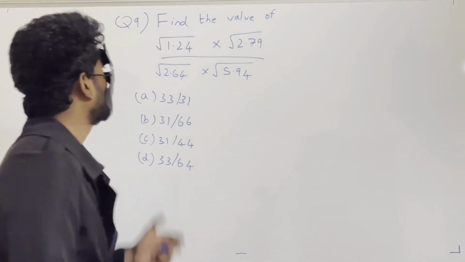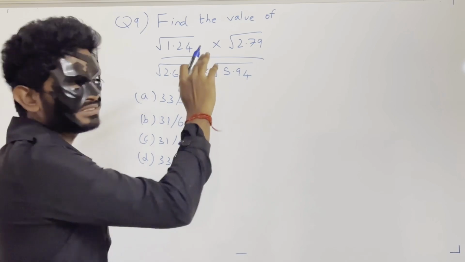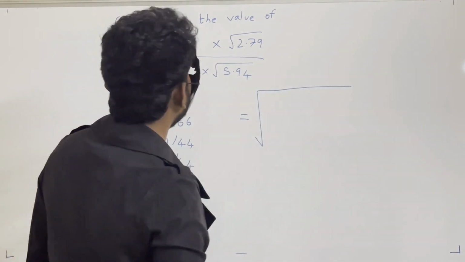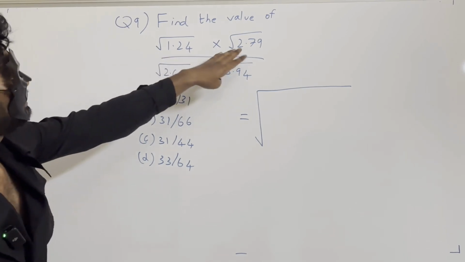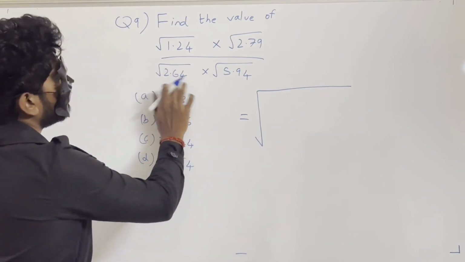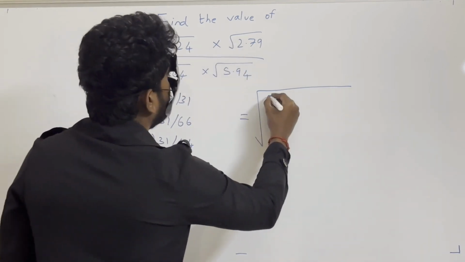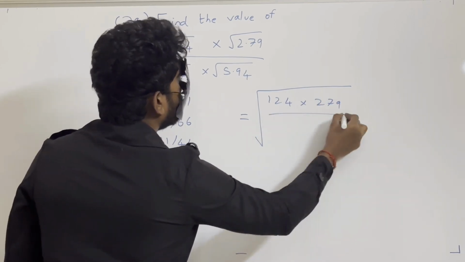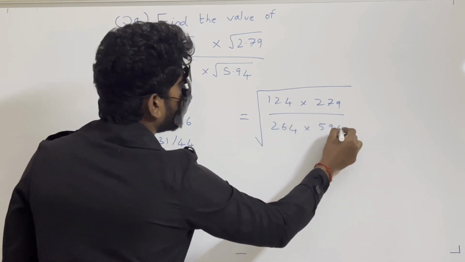So here all are in square root, so I will take one big common square root. Like all these can be put under one square root, right? It's nothing but 1.24, and here we can also eliminate these points so that confusion will be reduced, because all have two decimal places, so you can eliminate the point here. I'll write it as 124 into 279 by 264 into 594.